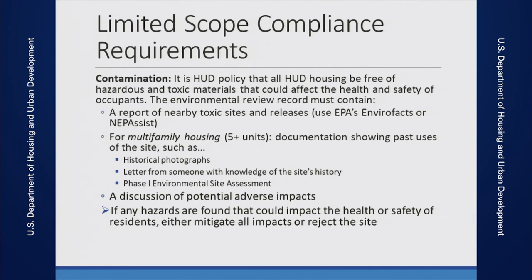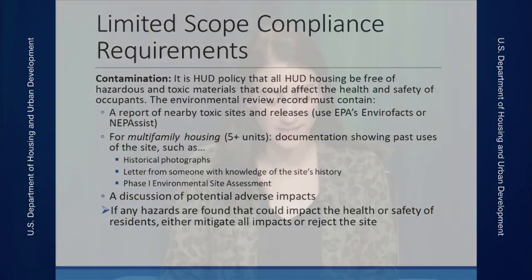You can also just get a history of the site from someone with specific knowledge of its history, like a local historian, an elder in the community, or local planning department. Finally, for all projects, you should discuss any potential adverse impacts or red flags. If you uncover any hazards that could affect the health or safety of occupants, either mitigate those impacts or reject the site. This can be a little confusing and overwhelming, so please reach out to your field environmental officer if you need any help with this analysis.